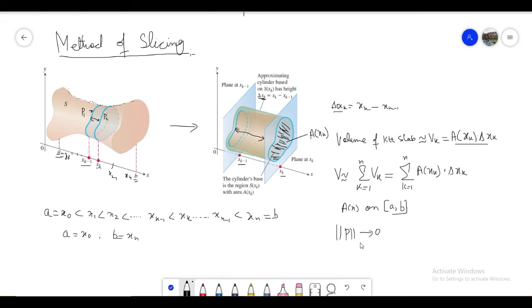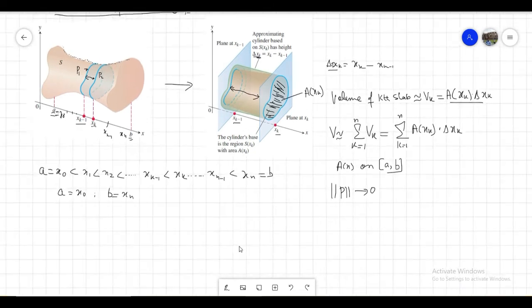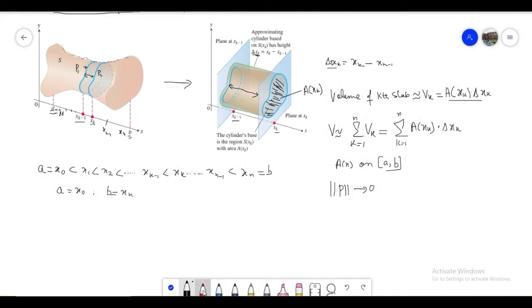Taking a partition on the nth subinterval, we can say that the norm of P must go to 0. So for this, we have the limit, which is the crucial part. The limit as n goes to infinity of this sum, the sum for k from 1 to n of A of x_k times delta x_k, is equal to the integral from a to b.